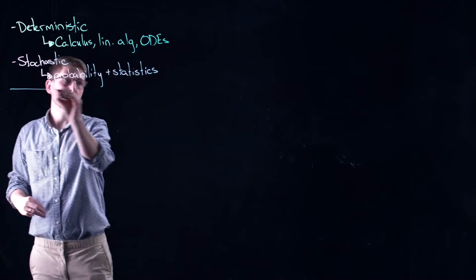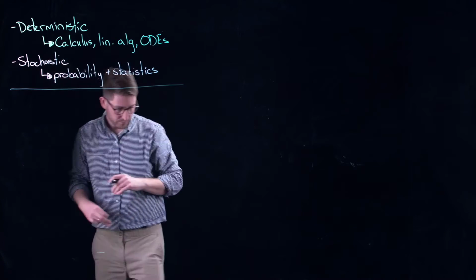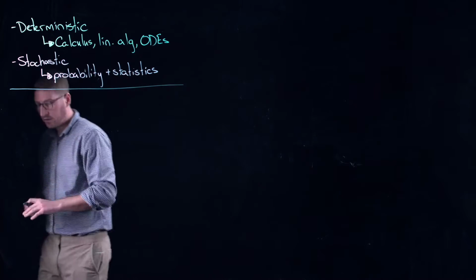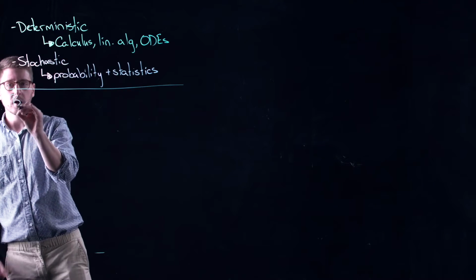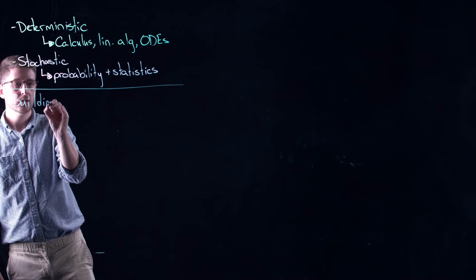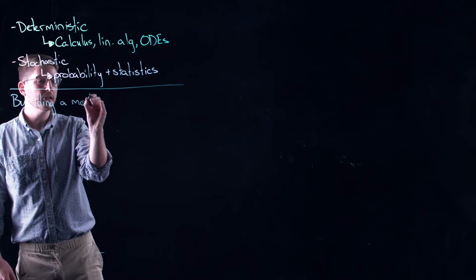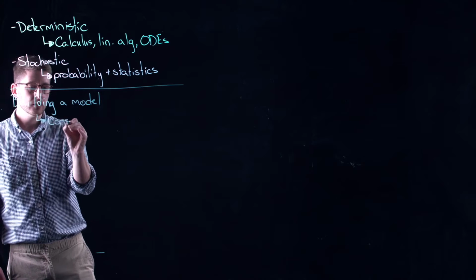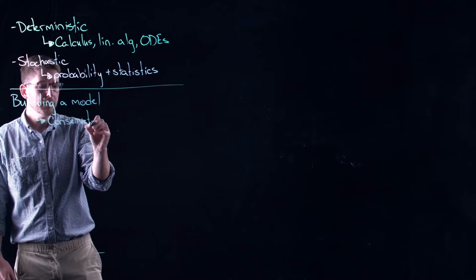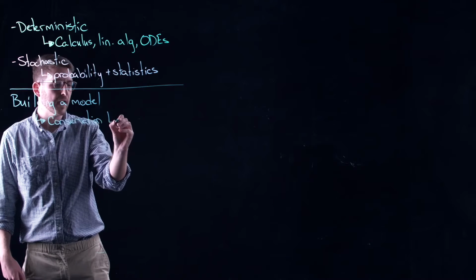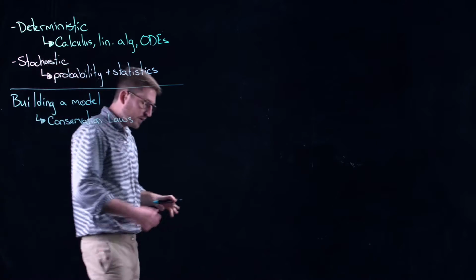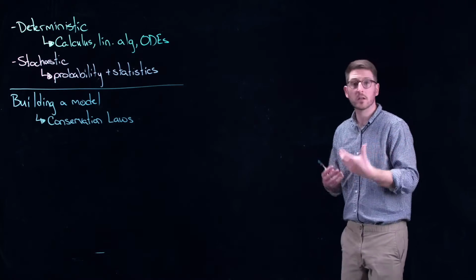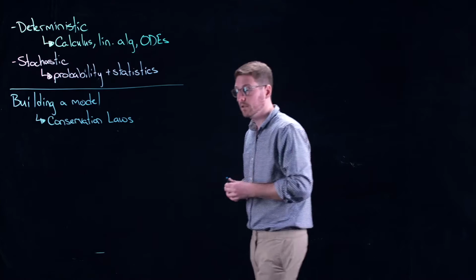Now, those are just the kinds of models you have. The question is, what can you build into a model? Well, building a model, you might want to use something like conservation laws. So, if you have taken a physics class before, you are definitely familiar with conservation laws, right? Physics is just brimming with conservation laws. It's really how we understand a lot of the laws of reality.